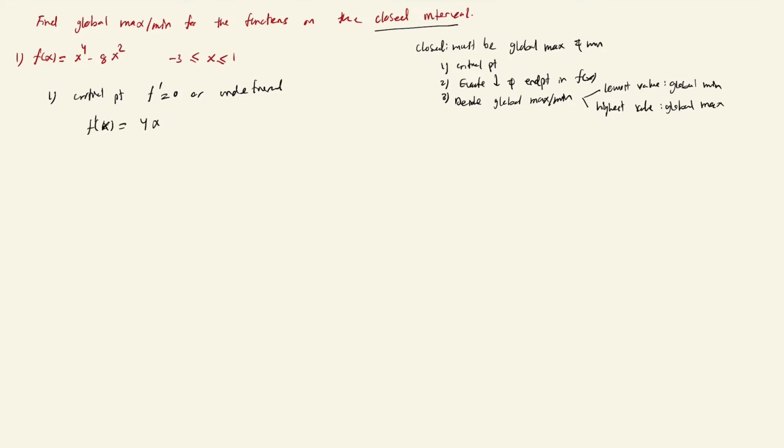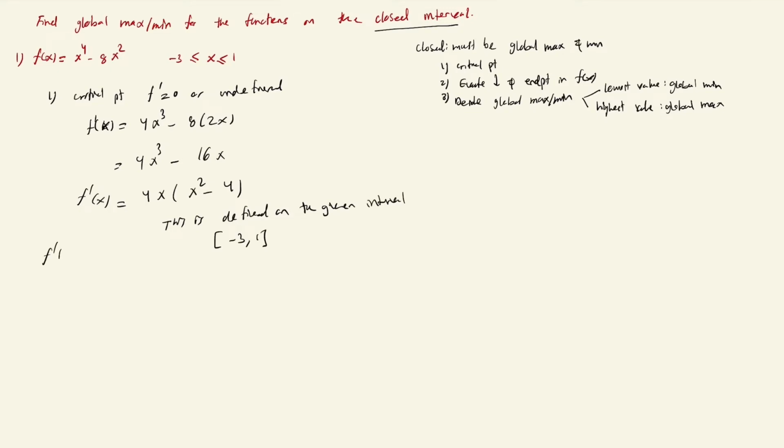So let's take the first derivative here. It's going to be 4x cubed minus 8 multiplied by 2x. That's 4x cubed minus 16x. And then we can factor out 4x, and we are left with x squared minus 4. This is the first derivative. Now, note the first derivative is never undefined. It's defined everywhere, including our interval, minus 3 to 1.